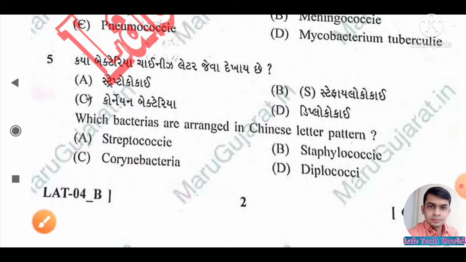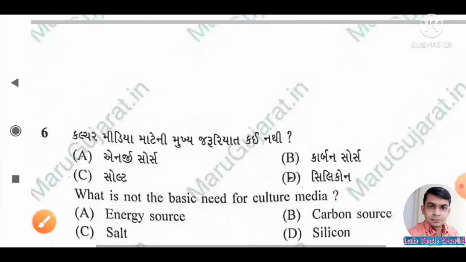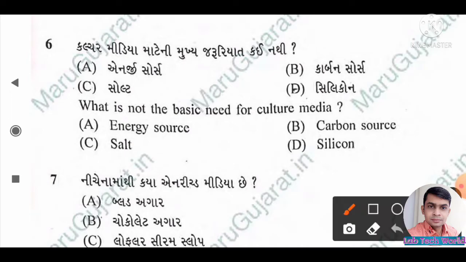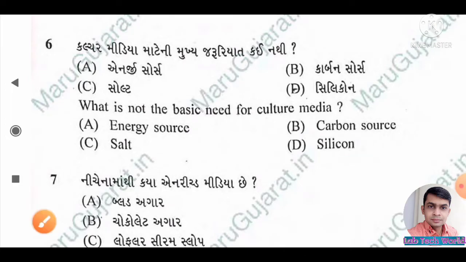Move to the next question number 6. Which is not the basic need for culture media? Options A, energy source, B, carbon source, C, salt, D, silicon. And the correct answer for this question it is D, silicon is not a basic need of a culture media. Silicon is not an essential constituent of basic culture media. So D is the correct answer for this question.